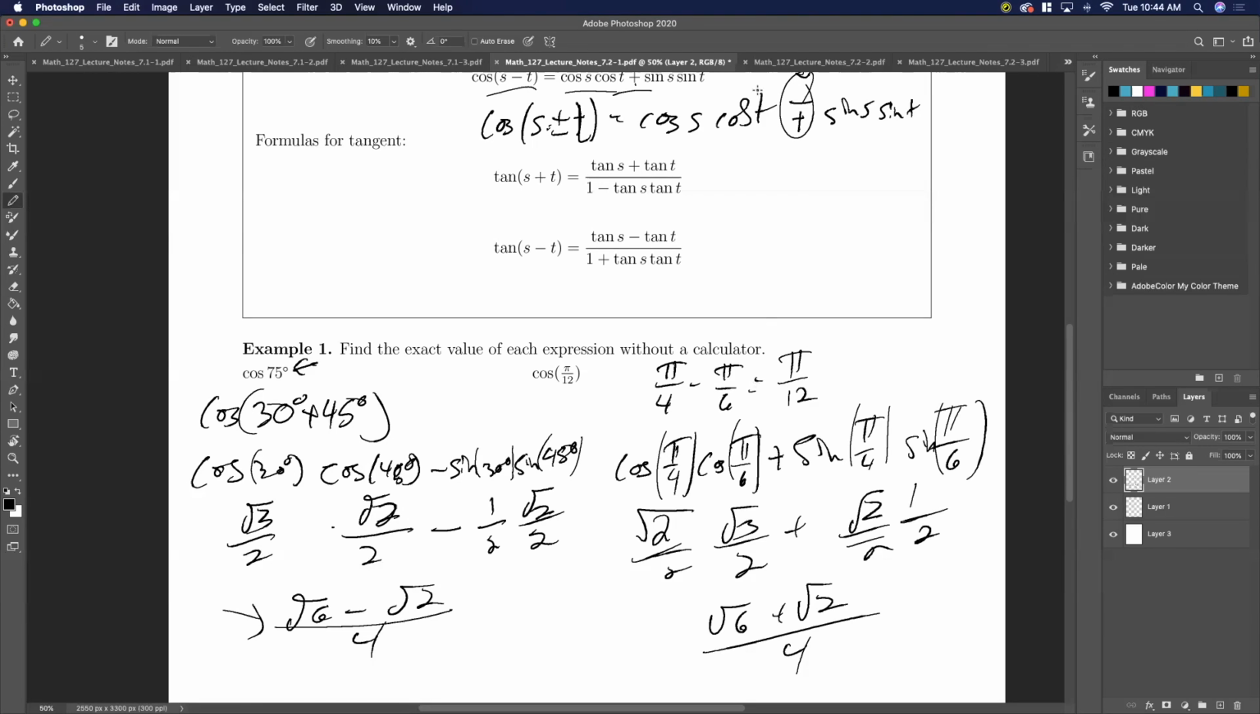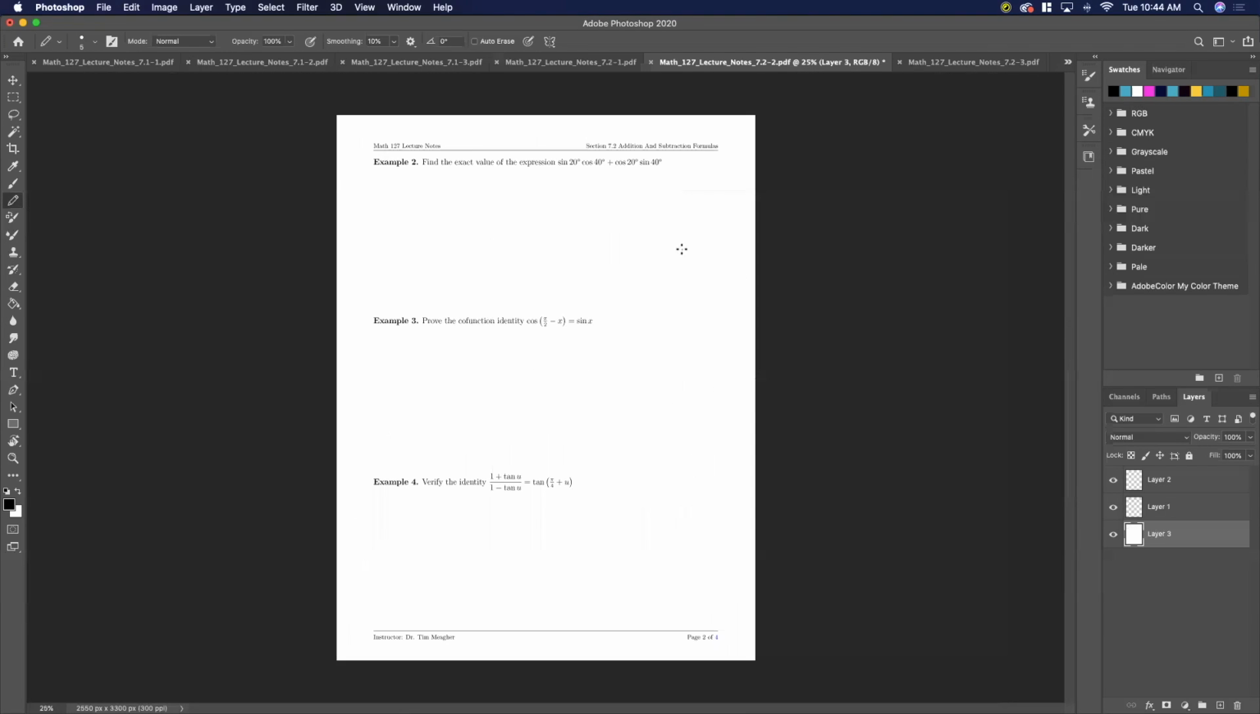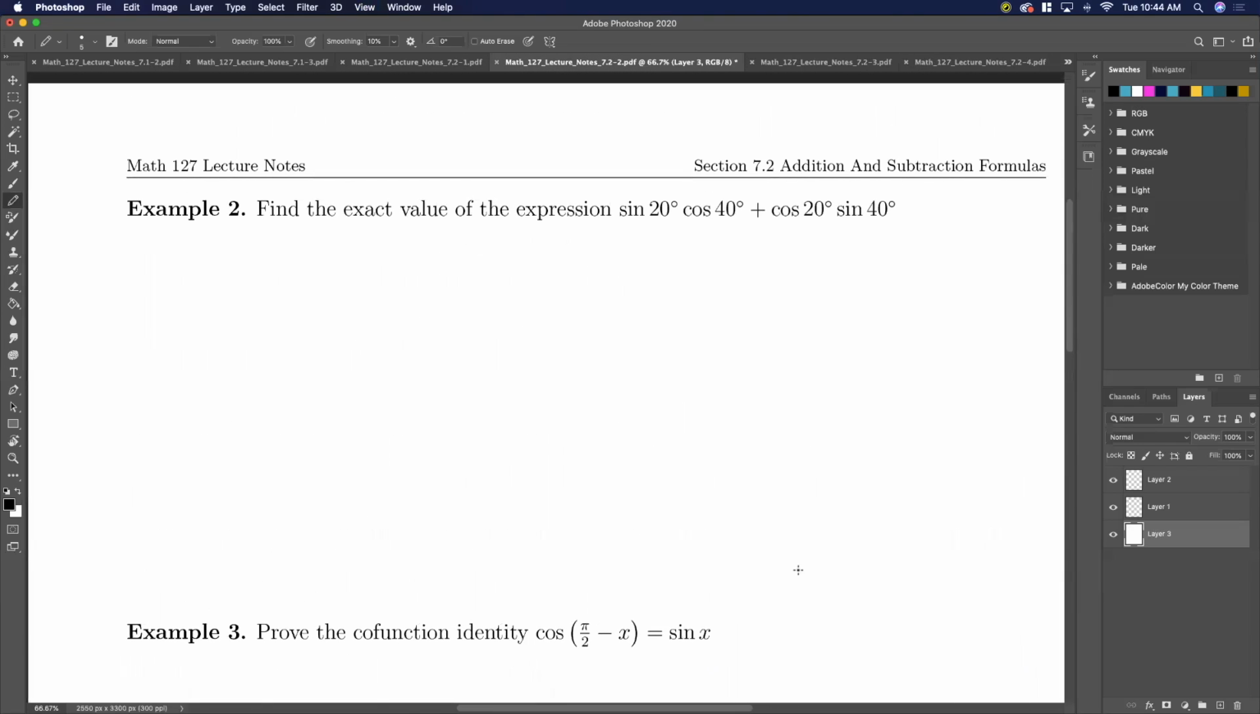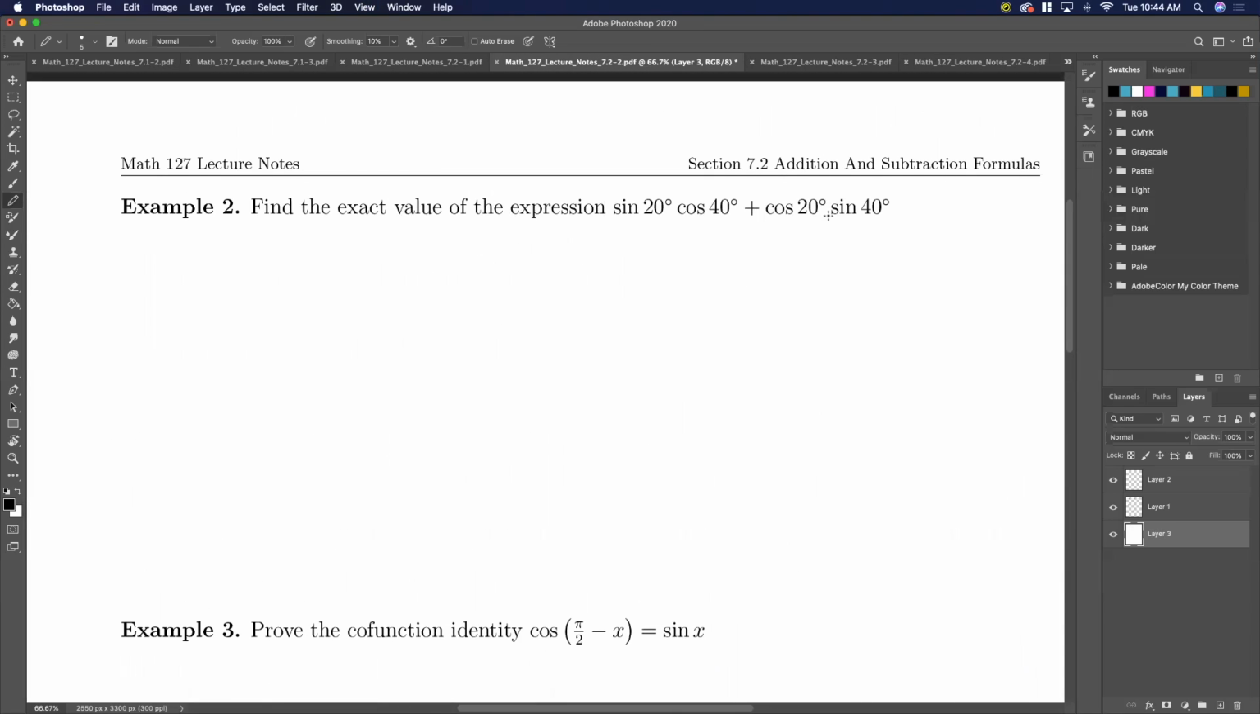All right. And so we can also do this backwards. So let's go ahead and do that. If I wanted to find the value of this expression, so here I have this.